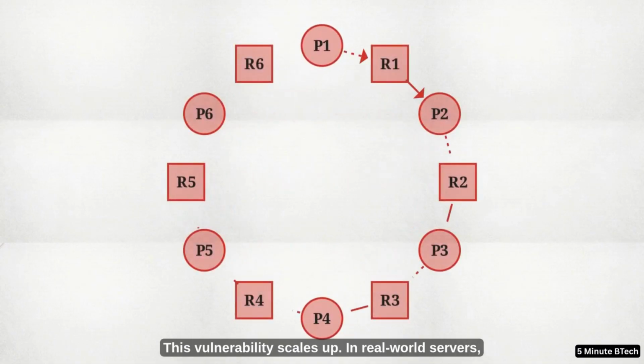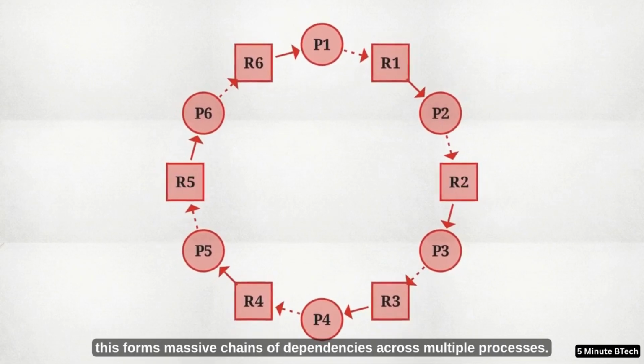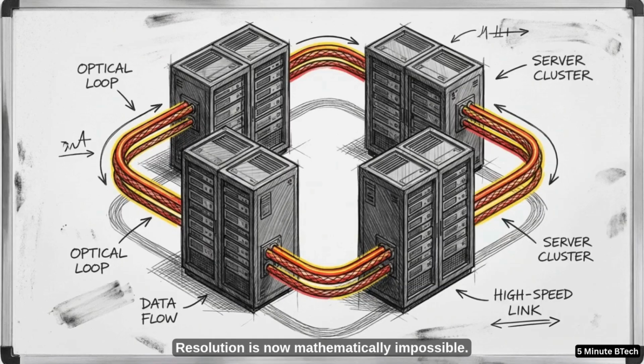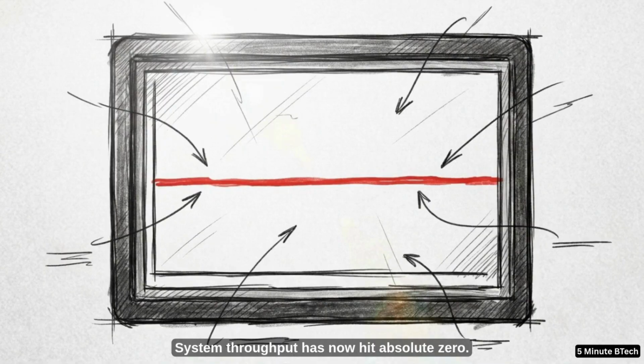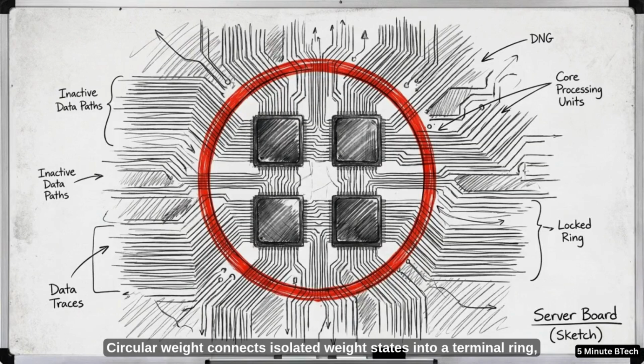This vulnerability scales up. In real-world servers, this forms massive chains of dependencies across multiple processes. Resolution is now mathematically impossible. Every process is waiting on the node directly in front of it to voluntarily release a resource. System throughput has now hit absolute zero. This completed, inescapable loop is the defining state of a deadlock. Circular wait connects isolated wait states into a terminal ring, structurally guaranteeing that no individual process can ever proceed, freezing the entire architecture.